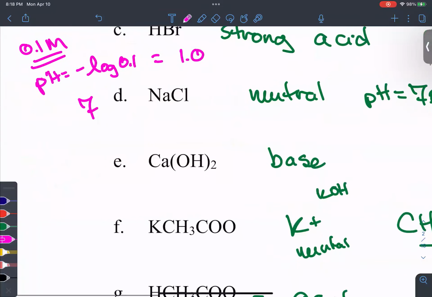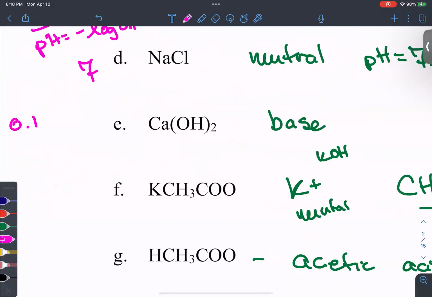All right, calcium hydroxide. If you have a 0.1 molarity calcium hydroxide, how are you going to calculate the pH of that?